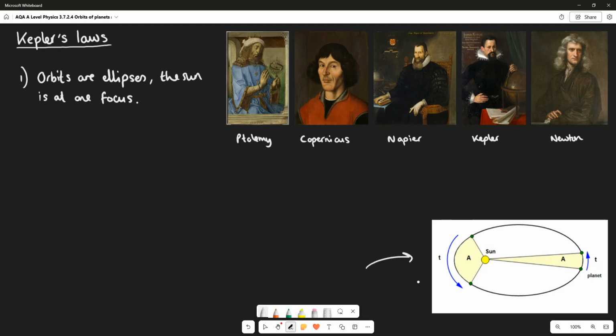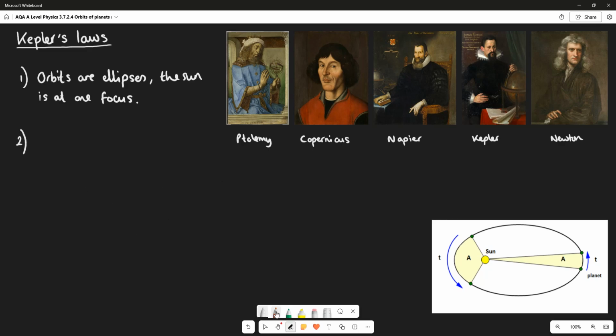Here we have a diagram showing that the Sun is at one of the foci of this ellipse. An ellipse is a shape that's an elongated circle, and it has two foci. One here, and that describes the shape of the object. The Sun is located at one of these in all solar orbits.